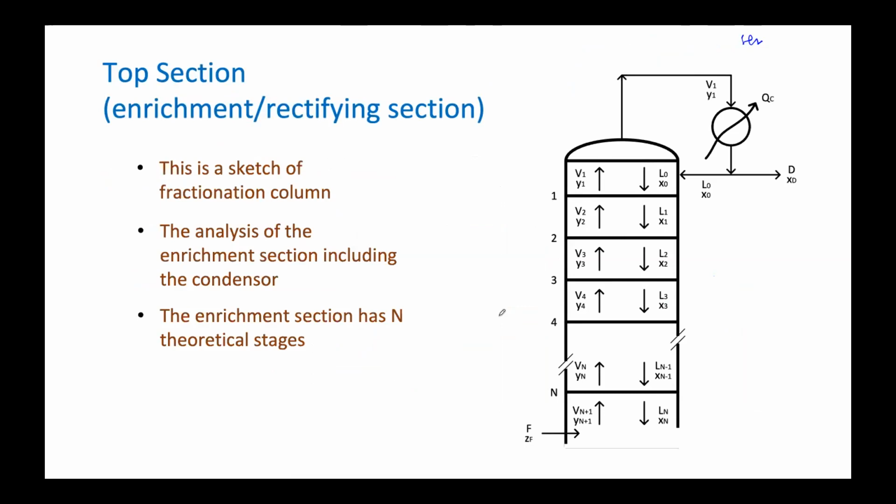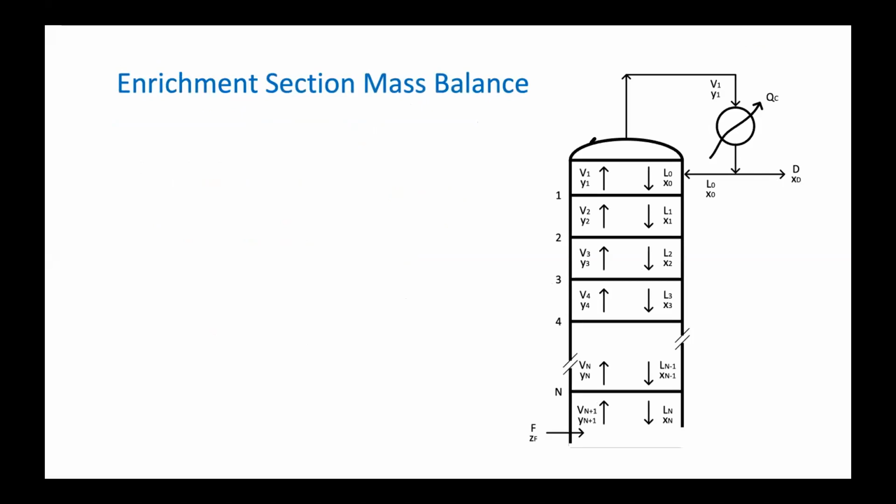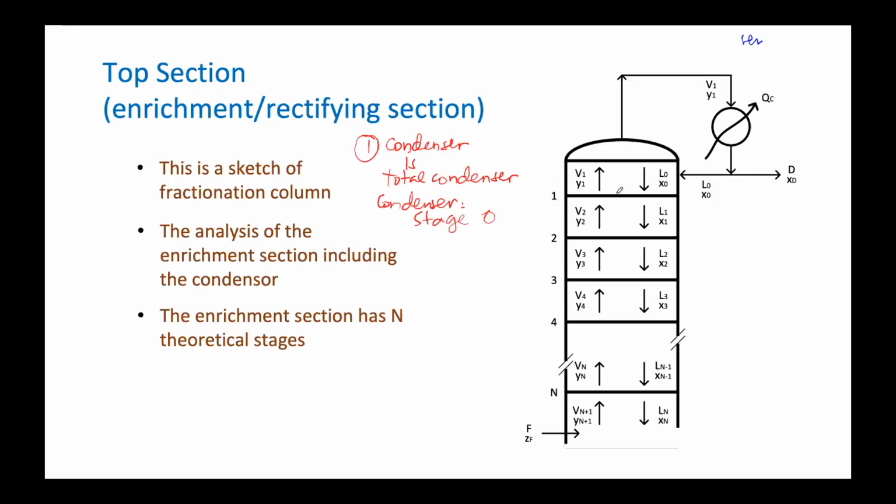Now let's see the top section first, the enrichment section. This is a cascade for the fractionation column. We're going to start the analysis of the enrichment using a condenser. The enrichment has n theoretical stages. First I'm going to write it here. If the condenser is a total condenser, then the condenser would be stage 0, and the top tray would be stage 1. Why? Because in the condenser there is no equilibrium stage.